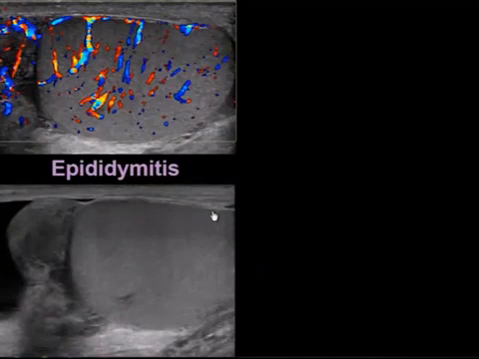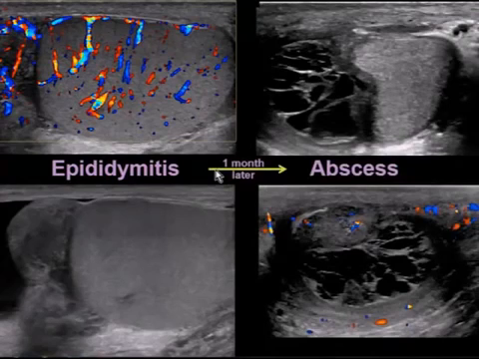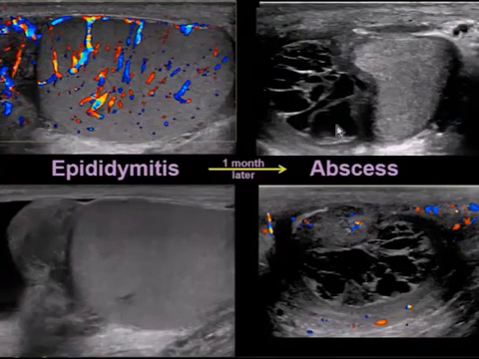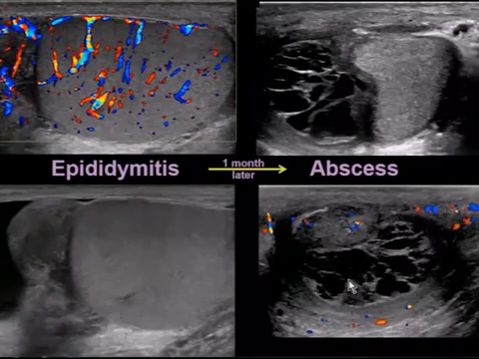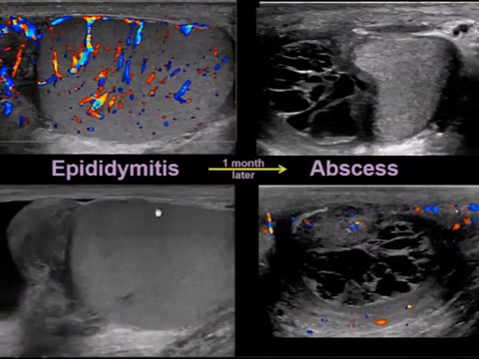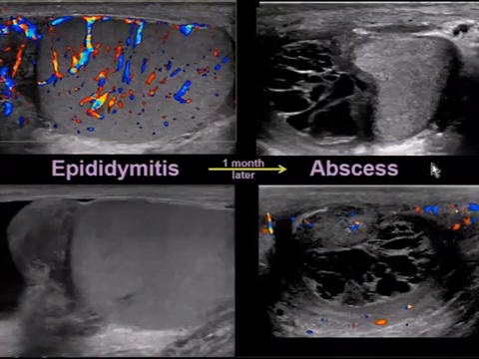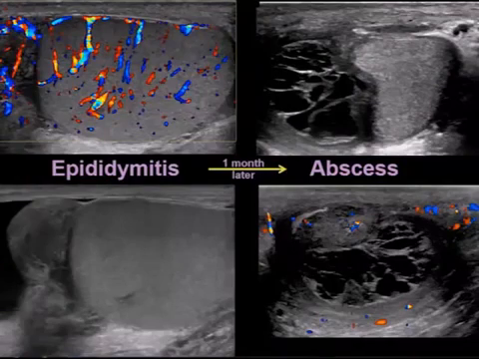Now this patient went on to develop an abscess, which we see here. You can see that there's now a cystic complex fluid collection sitting adjacent to the testicle here and here. This is an epididymal abscess that developed from the epididymitis. This does not happen too often, but it can happen, and ultrasound is a good way to monitor these patients.